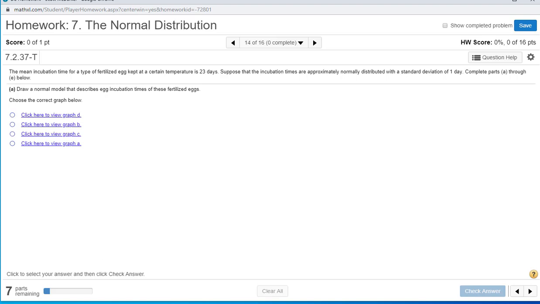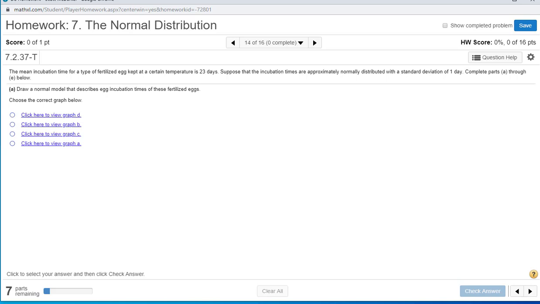The mean incubation time for a type of fertilized egg kept at a certain temperature is 23 days. Suppose that the incubation times are approximately normally distributed with a standard deviation of 1 day. Complete parts A through E below. Draw a normal model that describes egg incubation times of these fertilized eggs.